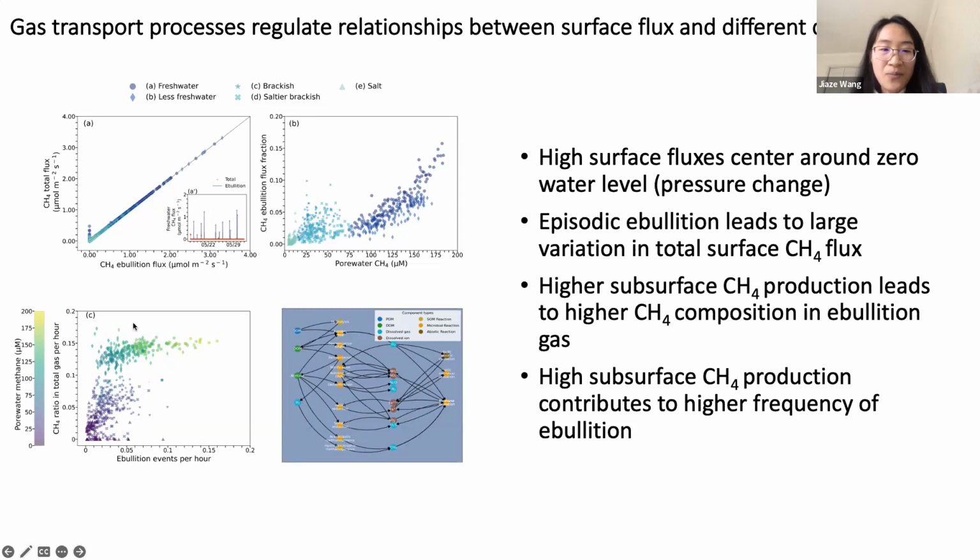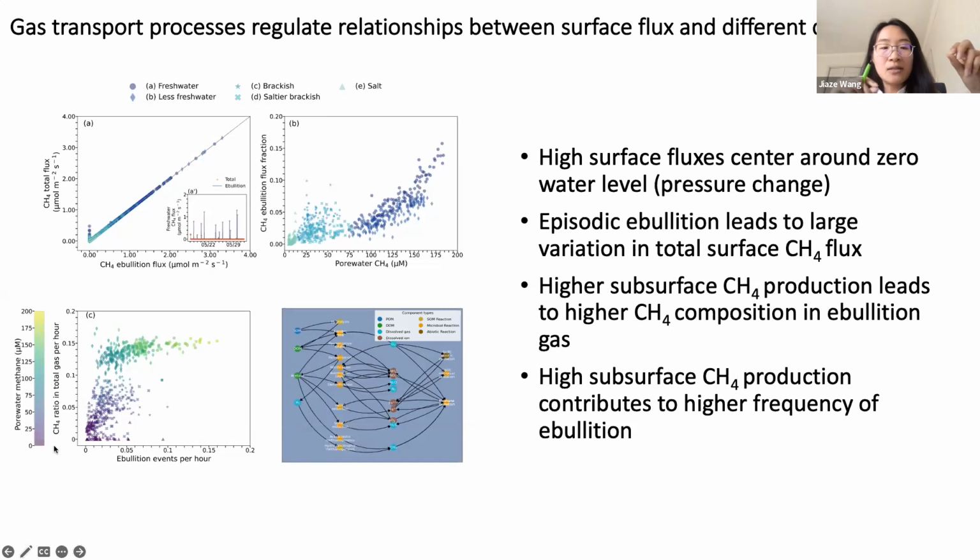But the warm color indicates high pore water methane concentration in the subsurface. When the pore water methane concentration reaches a level of about 175 micromole per liter in the model, it can increase the ebullition frequency a lot. But below this threshold, it is not highly related to the frequency.